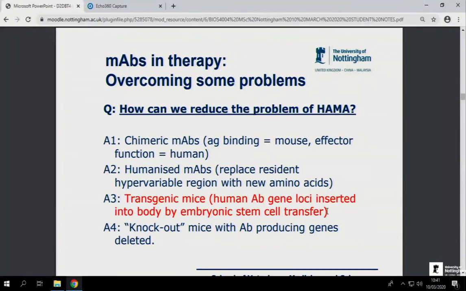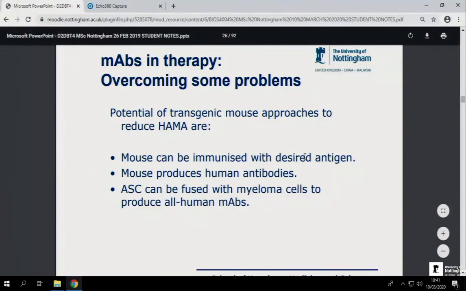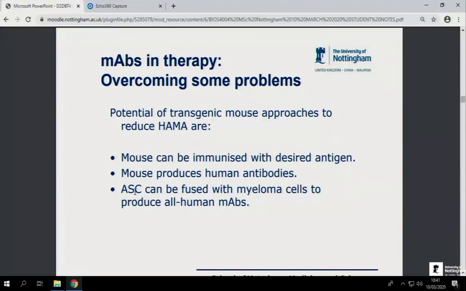Then once you get these cells out of mice, you can grow them in culture forever. All right, so you need only do this mouse experiment about once or twice, get the cells growing in culture, and off you go. You have human-derived antibodies. So there's some problems for this. The transgenic mouse approaches are really great because you immunize a mouse with the antigen, it produces antibodies, and guess what? The antibody secreting cells produce all human antibodies, monoclonal.